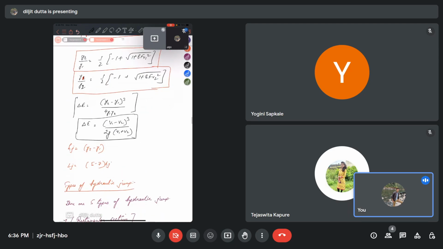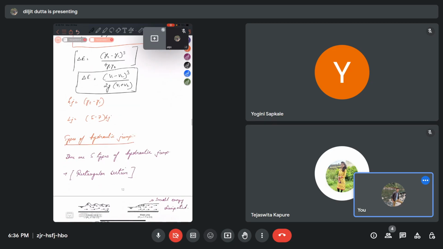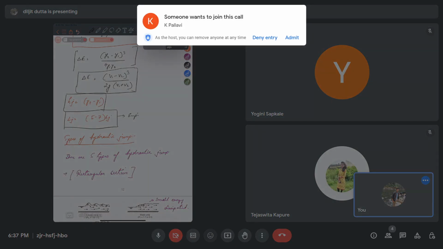Okay, so these are very important formulas for entrance examinations also, and also for your course. So the height of the jump is obtained as y2 minus y1, that is the difference of depths, and the length of the jump is generally 5 to 7 times the height of the jump. This is empirical.